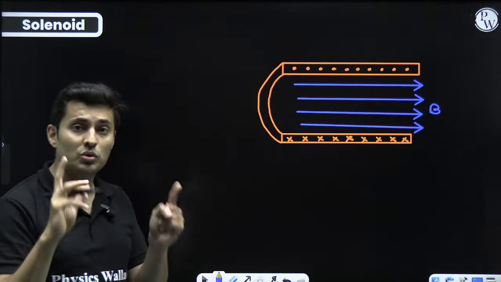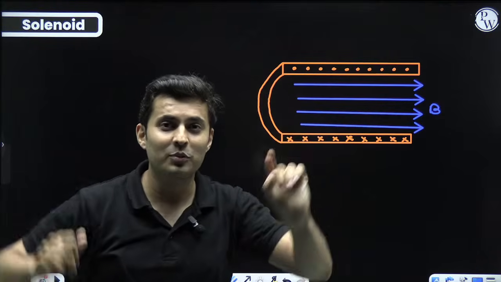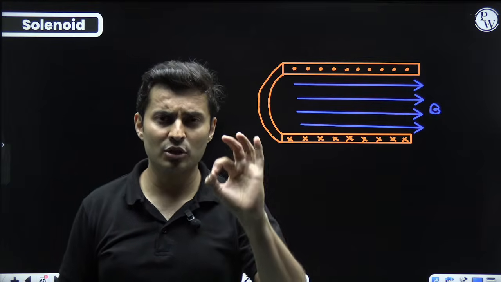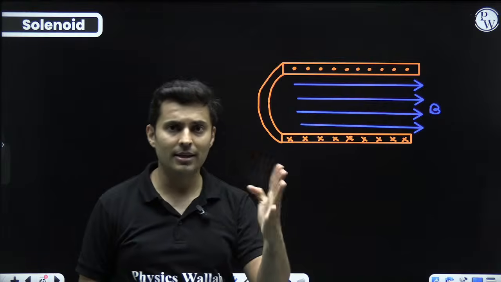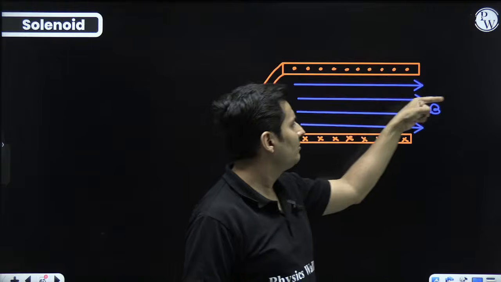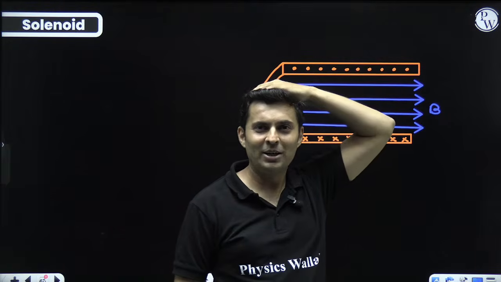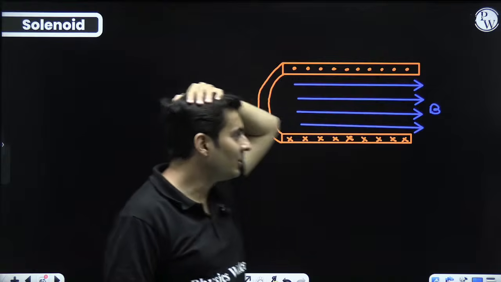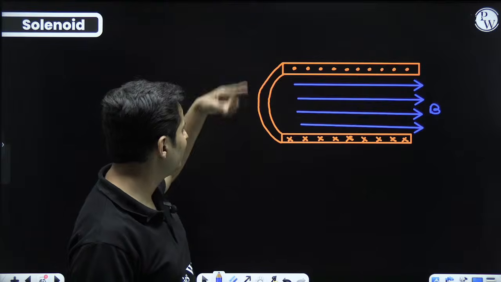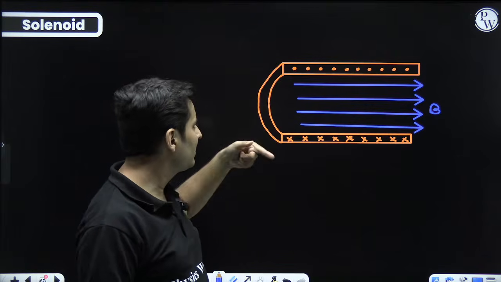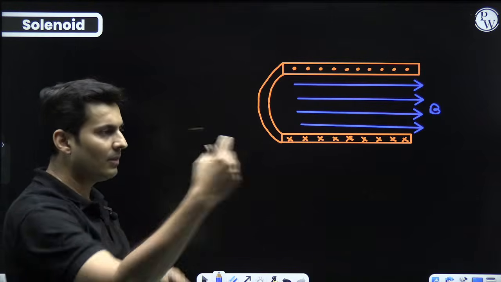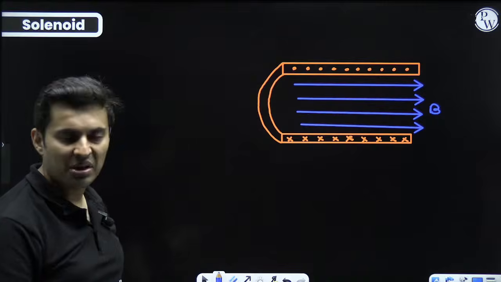So I need to choose an Amperian path very carefully. And I know some tactics. One is to choose a path where the lengths are parallel or perpendicular. So how do I make it? If I go parallel, I will go to infinity, man. And when do I come back? I need to return also. So can I go circular? If I go circular, B dot dl will be 0 because the magnetic field is that way and the length is perpendicular. No, doesn't make sense.